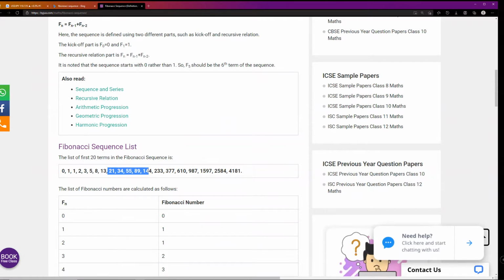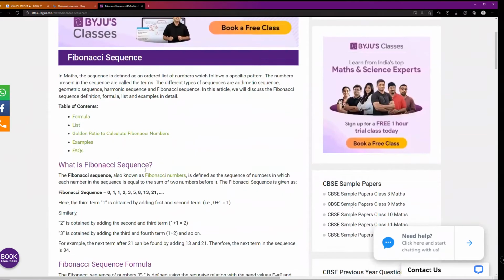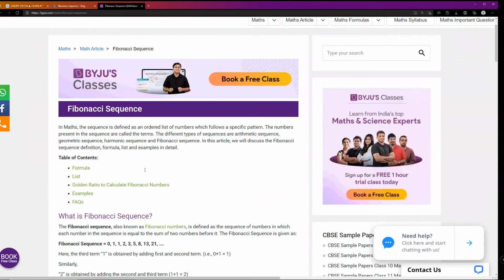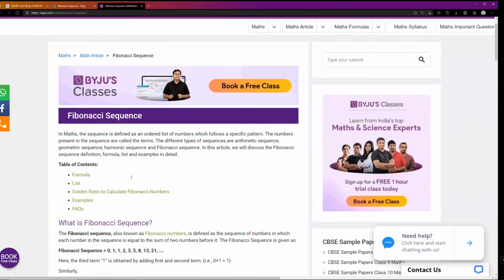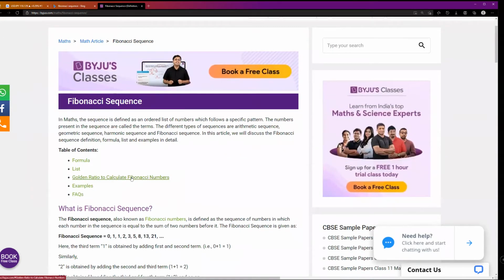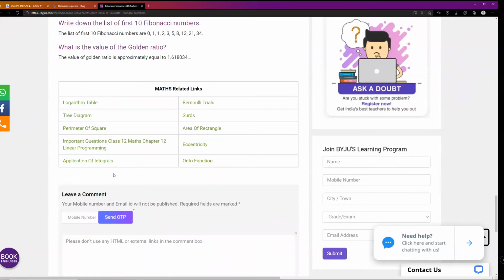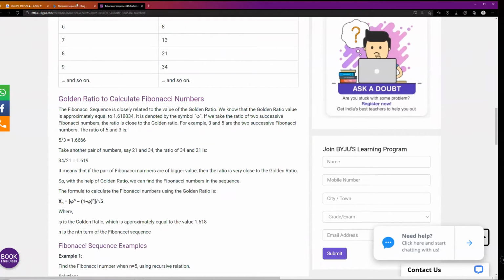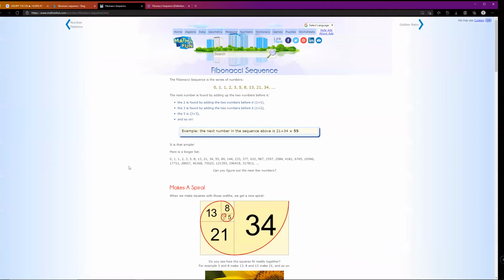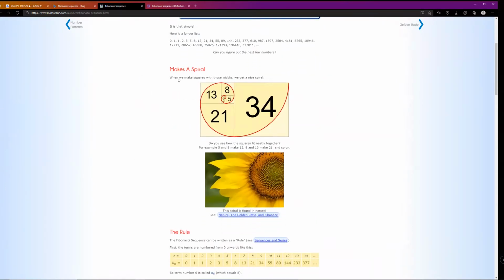You can get an accurate bias, so to speak. So the thing with Fibonacci and how investors use it is they calculate pinpoints as to where the golden ratios are for when the market hits a certain area, because we're able to utilize it as some form of support or resistance. Like, look, it makes a spiral. When we make squares with those widths, we get a nice spiral.